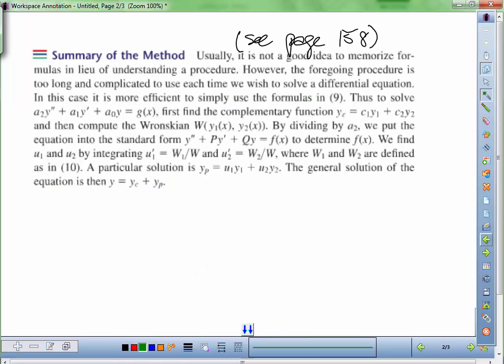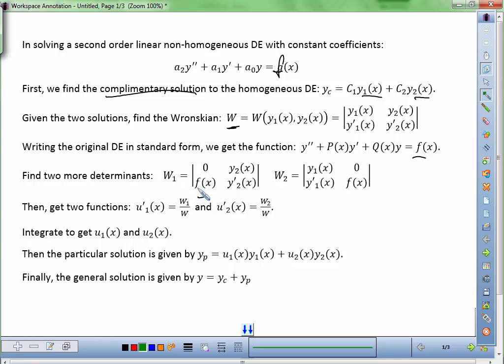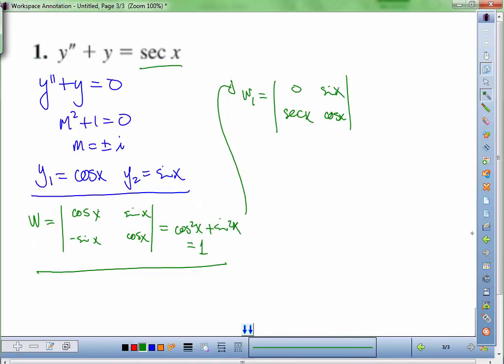That just became part of the formula for our process. So this is just a step-by-step process that you'll try to remember. So we found our complementary solution. We found our first Wronskian. And then now we're on our way to find our second and third Wronskian. It's going to be W1 and W2. And then we'll check back on this process as we go along.